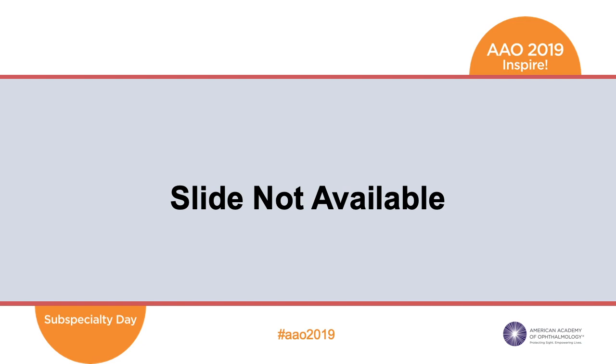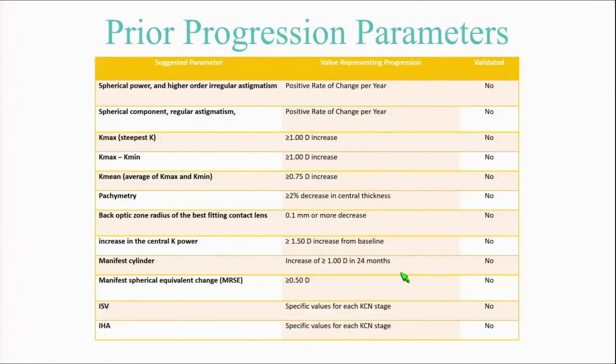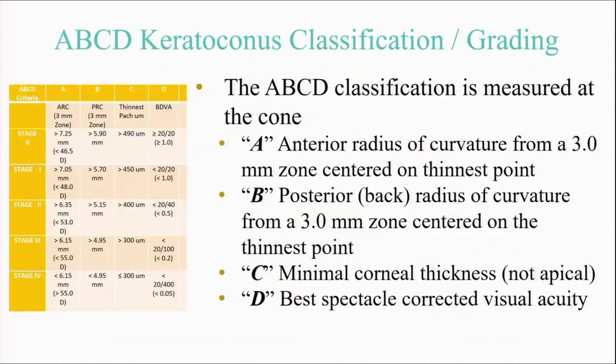This is when you want to stabilize the disease, not wait until they've lost vision. But if you look at every single prior progression parameter that's in the literature, except for pachymetry here, every single one is an anterior surface parameter. Again, meaning that you have to have lost vision and then lost even more before the progression is determined.